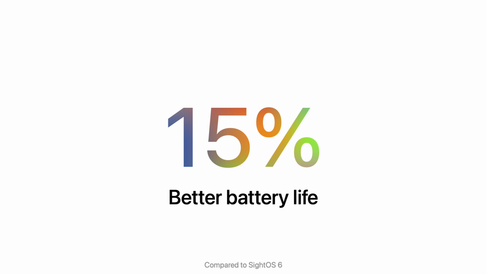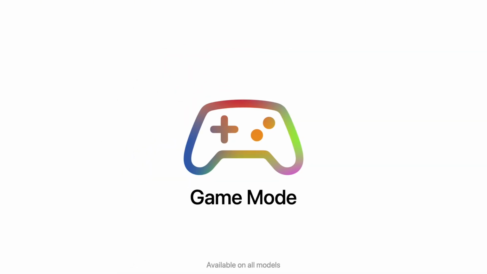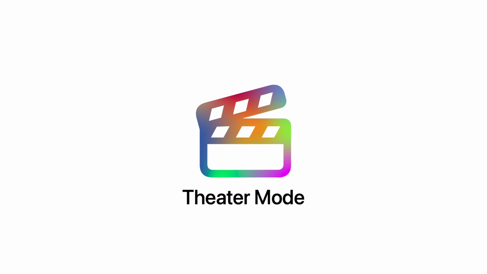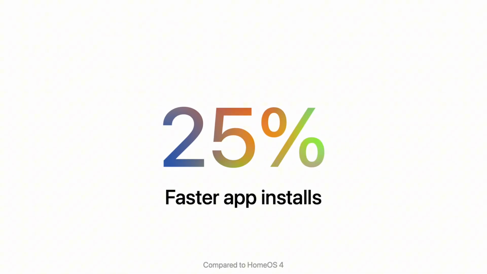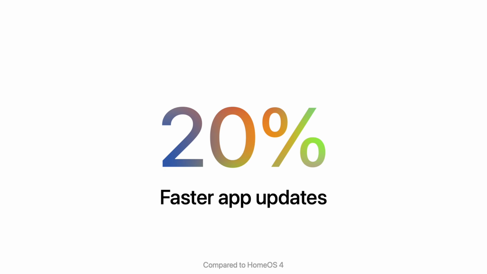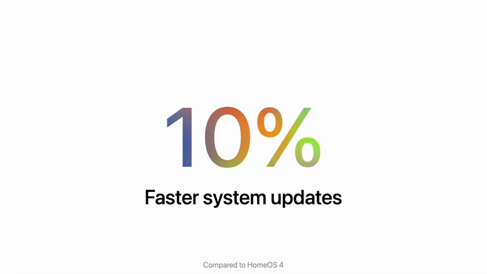HomeOS 5 also includes Game Mode for Orange TV, which makes gaming on the big screen even better. We're also adding Theater Mode. Theater Mode syncs across all your devices to silence notifications, dim your displays, and boost frame rates and dynamic range for the best possible experience. HomeOS 5 also includes 25% faster app installs, 20% faster app updates, and 10% faster system updates, all allowing you to get back to your content quicker than ever before.